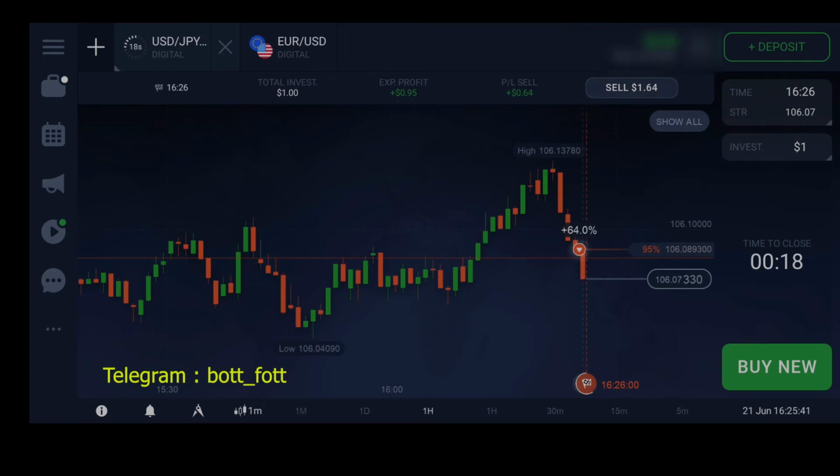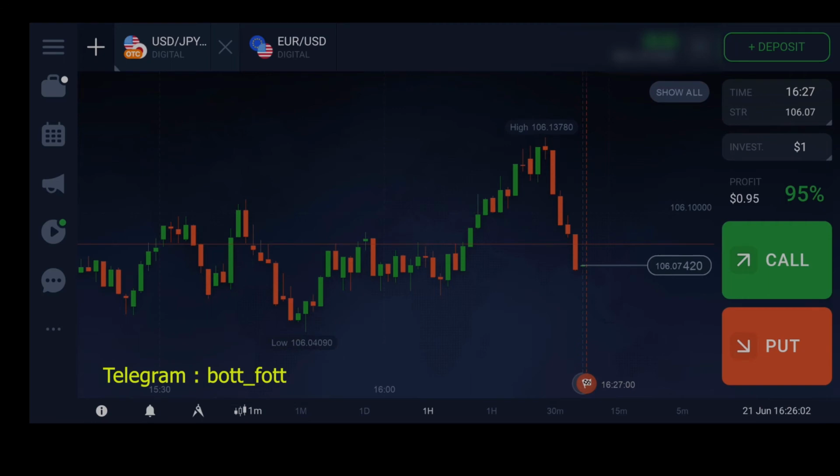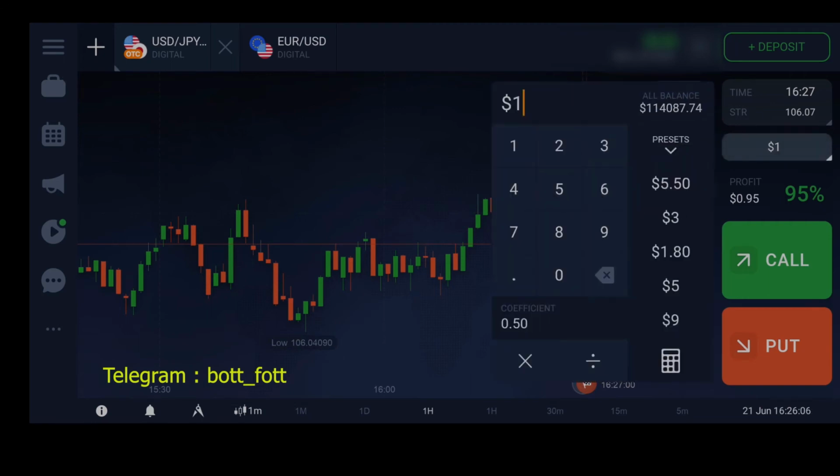Okay, let's wait a few more seconds. Okay, it should be a win for us now. Now notice how that candle crossed that support line with a big candle again. We did win now.